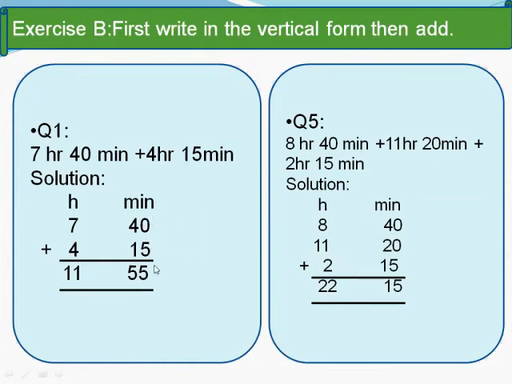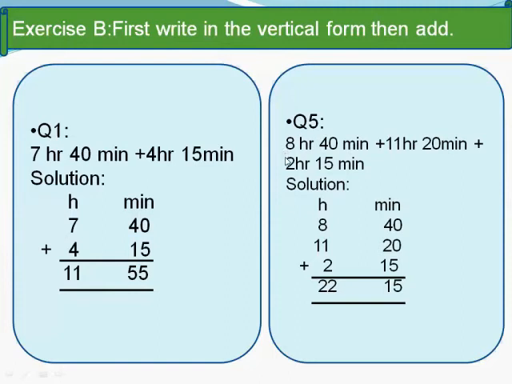Now start our addition. First we start our addition of the minutes. 0 plus 5 is 5. 4 plus 1 is 5. Means how many minutes? 55 minutes. There is no need of conversion to the hour because it is less than 60. Now move to the hour side. 7 plus 4 is equal to 11. Means 11 hour 55 minutes. It is quite easy. There is no conversion of the minutes into the hour. Now move to the next question.